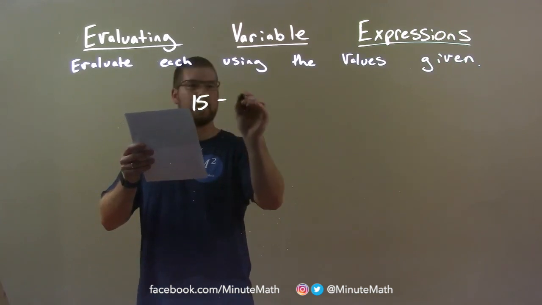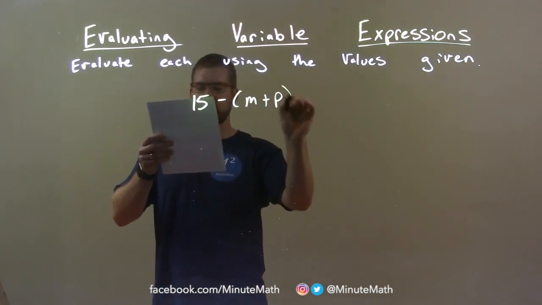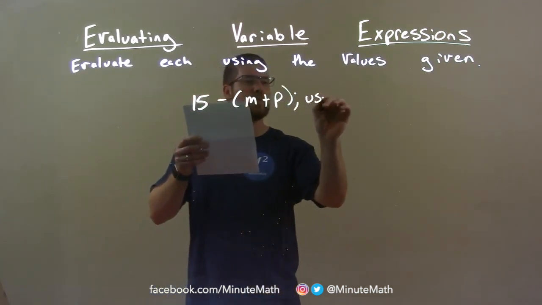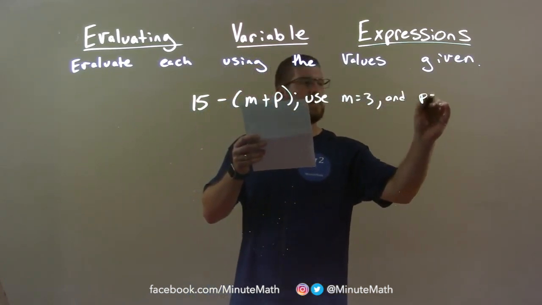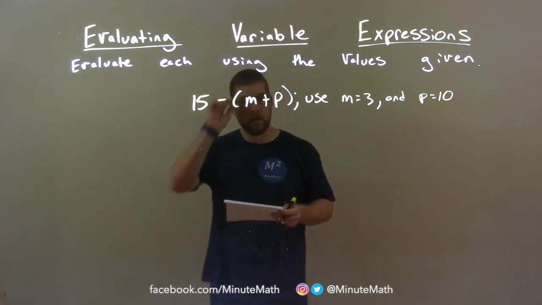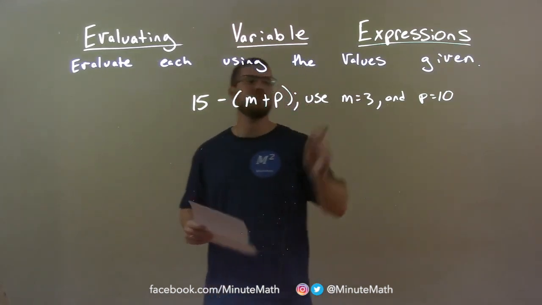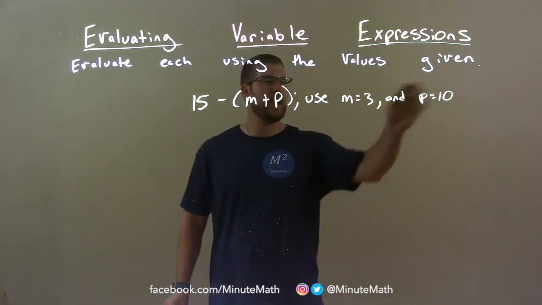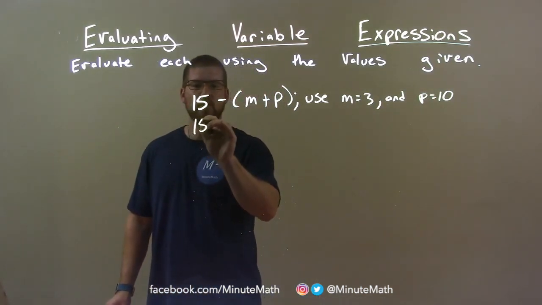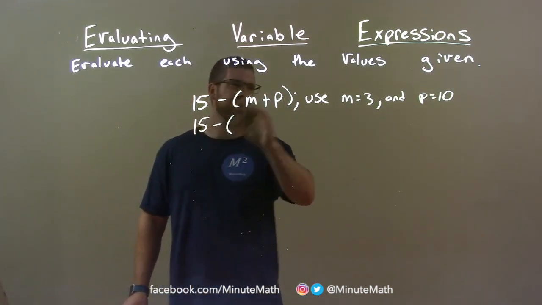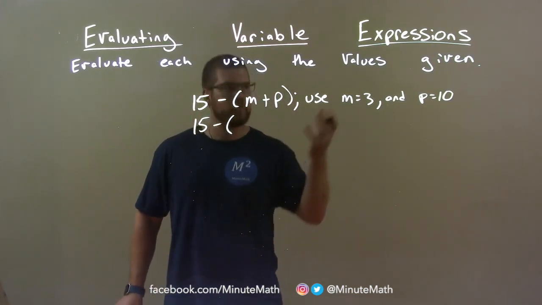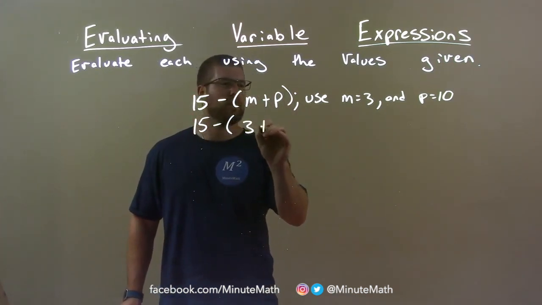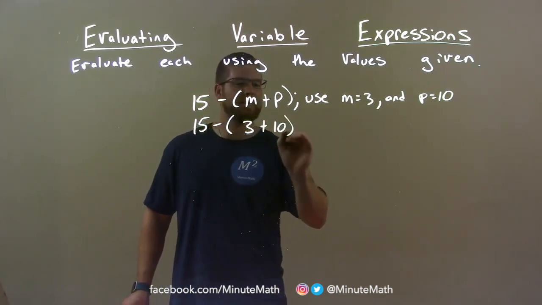15 minus m plus p. And we got to use m equal to 3 and p equal to 10. All right? First step, substitute our values in. M for 3 and p for 10. Use parentheses if necessary. Here, I wouldn't necessarily do that because we already have parentheses. Up to you, but I think we can do it here. 3 for m, and p is 10.